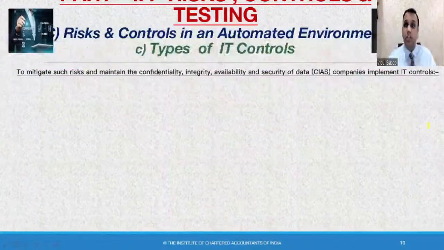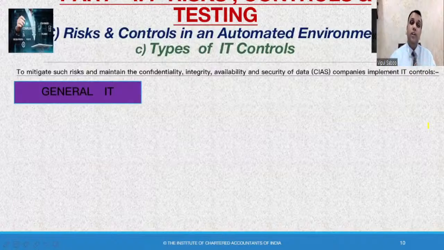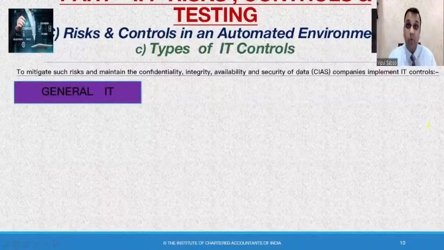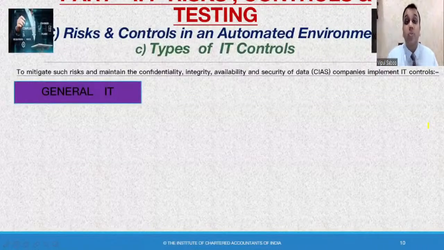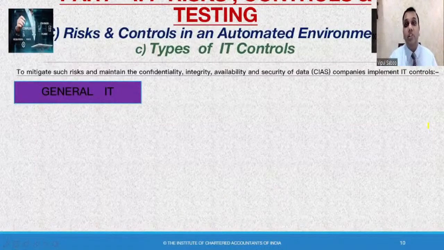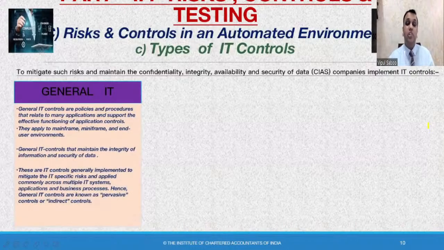So what are the types of IT controls? So the controls are weak. We need to understand what are the controls which are weak. So we need to categorize what are the different types of controls in an organization related to IT systems. These are the controls: general IT controls, application controls, and IT dependent controls. So we are first covering general IT controls.